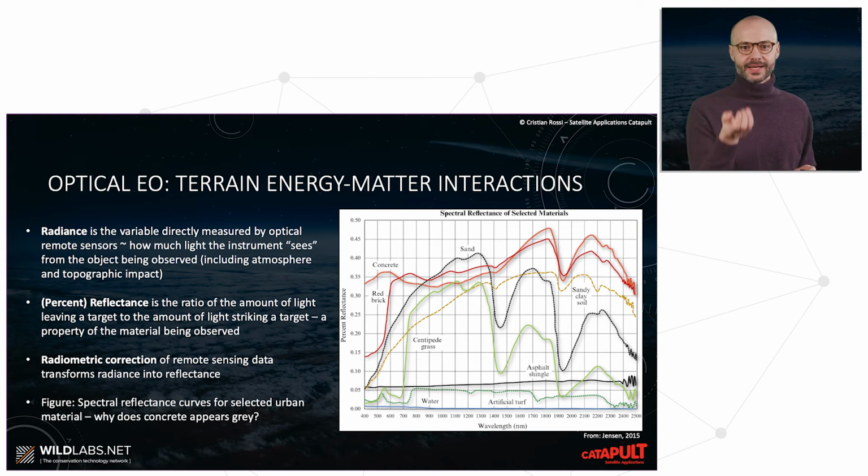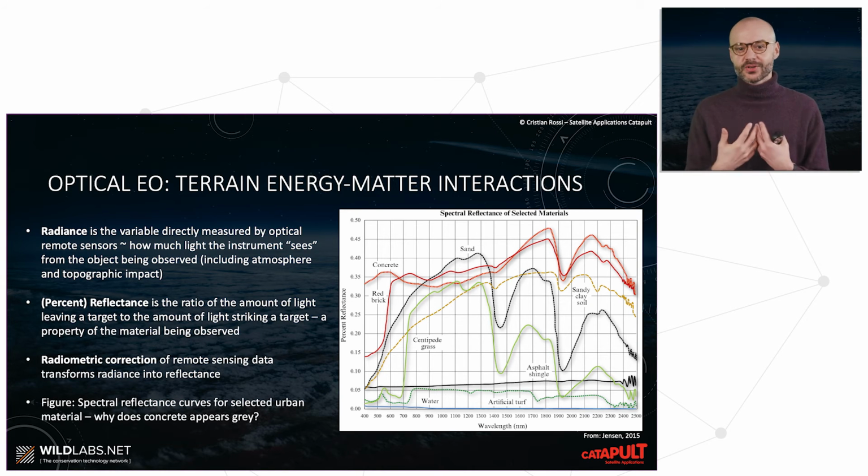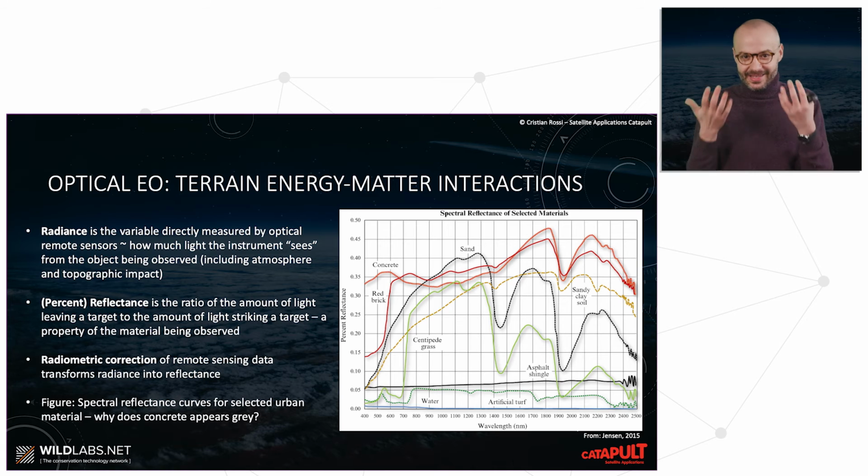If you look at the red brick, which is the next curve, we see how the weighting of the blue and the green is much lower than the red, which is very high. So we have this sort of uptrend. That's why the brick is red. So we can actually explain what we see in our environment just by studying the electromagnetic spectrum.